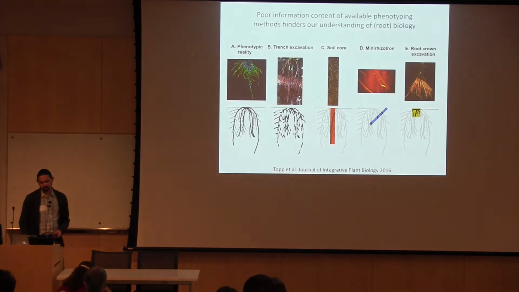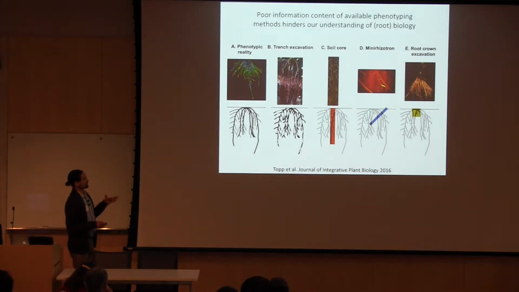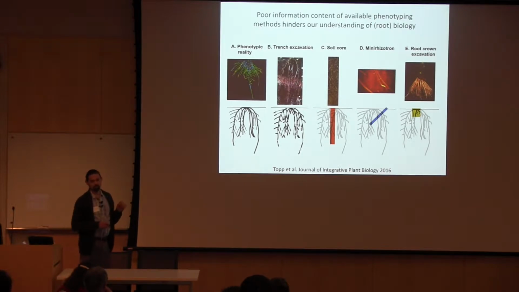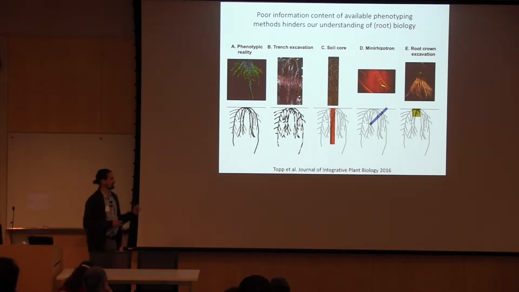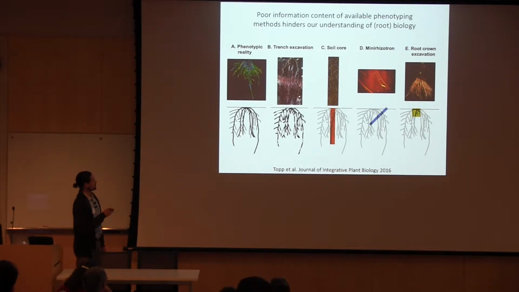And so of the different ways that we can actually look at roots in the field, each one has a very limited perspective. It's a very sparse idea of the whole root system. So there is a phenotypic reality. It's three-dimensional. It's actually growing. So it's a four-dimensional reality. And each of these root tips is growing along in its microenvironment. It adds up to a total architecture.